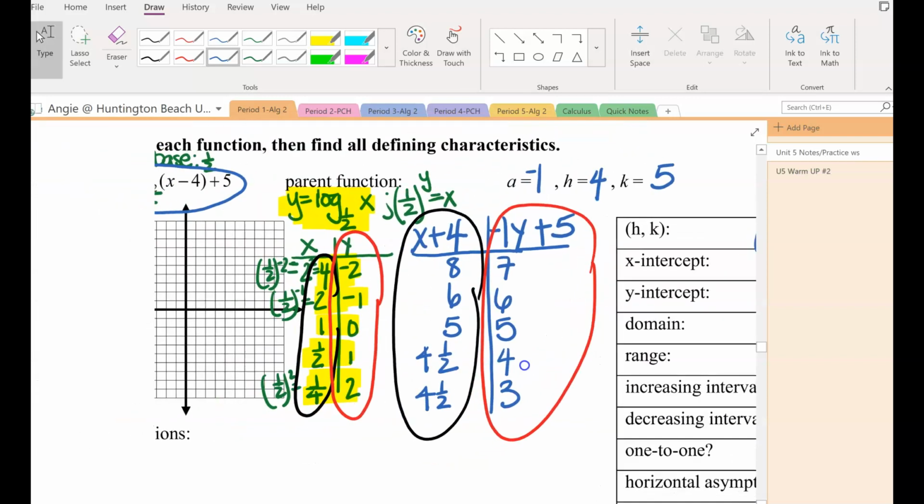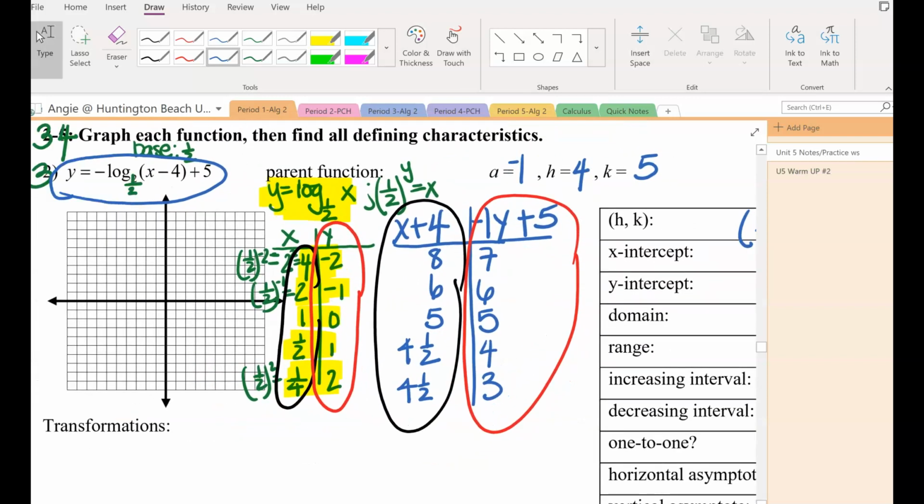So we have enough dots here to go and plot. 8, go up 7. 2, 4, up, and then 7. 6 is now 6.